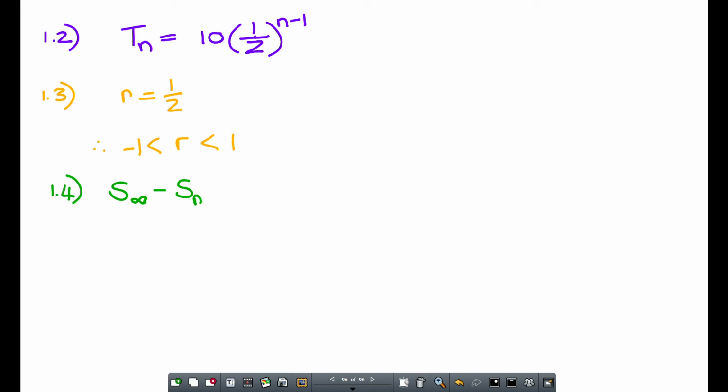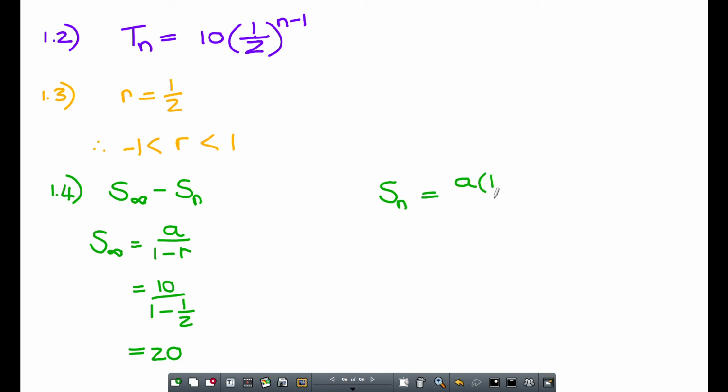Okay, so first things first. The sum of infinity, kom ons breek hom nou net gou eers op. Sum of infinity, we're going to say A over 1 minus R. Met ander woorde, A was mos gewees 10, en dan 1 minus 'n half. So die som van oneindig gaan wees 20. Okay, now they want the sum of n. Now that would be A times 1 minus R to the power of n, over 1 minus R.